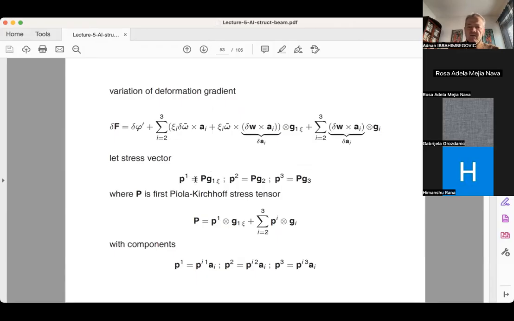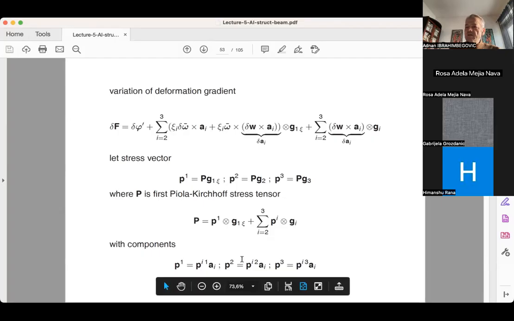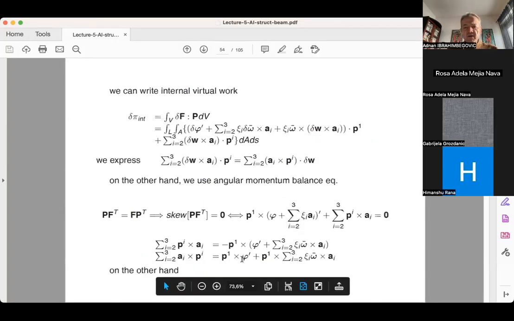I can take a corresponding stress vector to be P1 and P2 that I obtain as a product between a first Piola-Kirchhoff stress and the corresponding base G1. And here the first Piola-Kirchhoff stress and the corresponding base vector G2, and P3 is the first Piola-Kirchhoff stress and the base vector G3. Hence, I can write, let's say, a spectral representation of my first Piola-Kirchhoff stress as this vector P1 times G1, and then P2 times G2, and P3 times G3, with these components that could be expressed in terms of the base vectors in the deformed configuration.